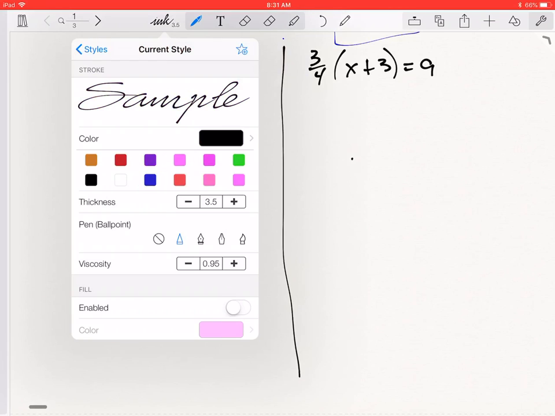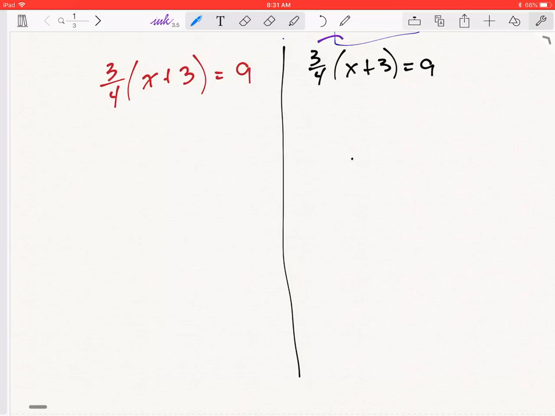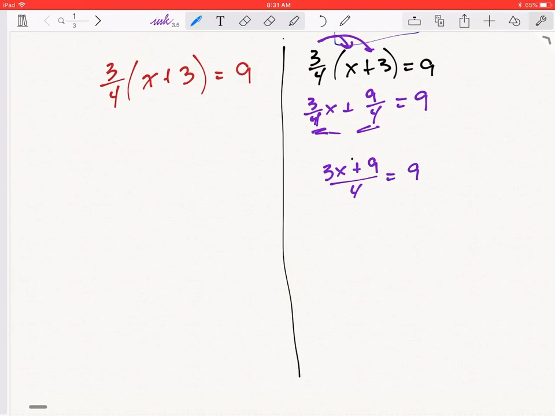All right, so let's do it the old way, the way that we probably are familiar with. We're going to say 3/4 times x. That will give us 3/4 x plus 3/4 times 3 will give us 9/4, and that will be equal to 9. Now, we have our denominators the same, so we could just combine these. So we can say (3x plus 9) divided by 4 is equal to 9.